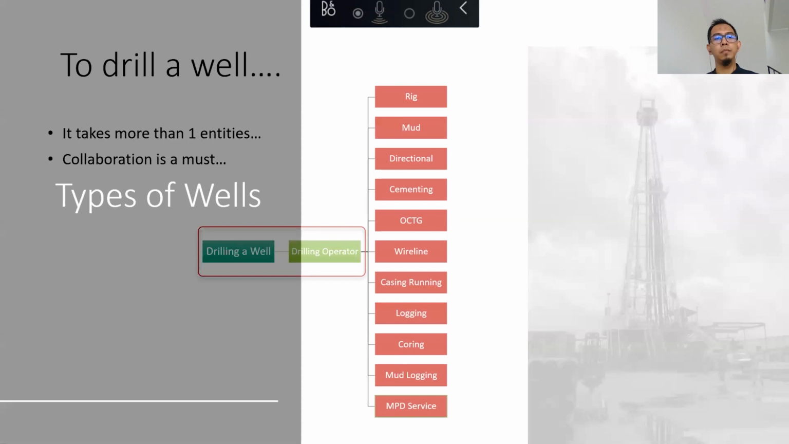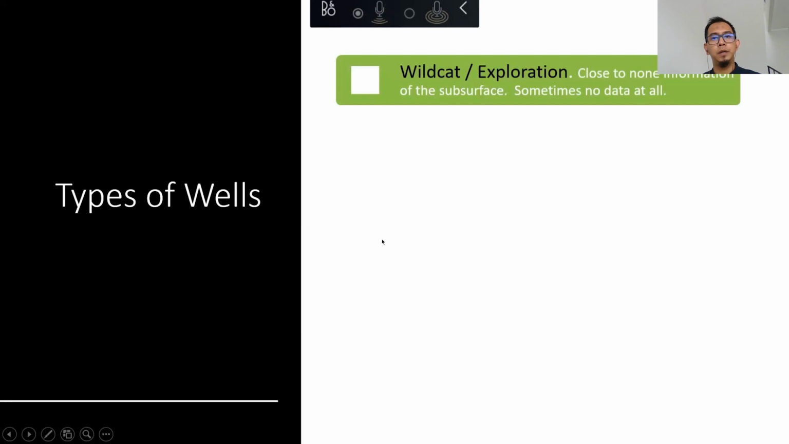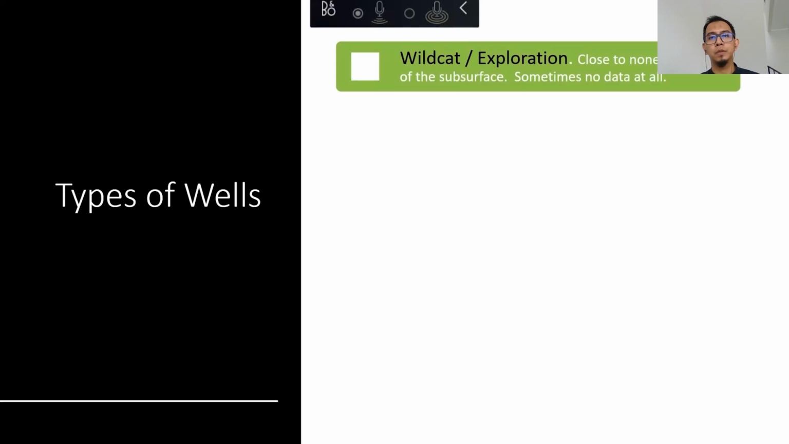The next chapter will be about the types of wells. There's a well that we call a wildcat or exploration well, with close to no information about the subsurface, sometimes no data at all, which we call a wildcat. In an exploration well, you normally have a lot of risk. Sometimes you put extra measures for safety, and you have more cost for logistics because it's a remote area.